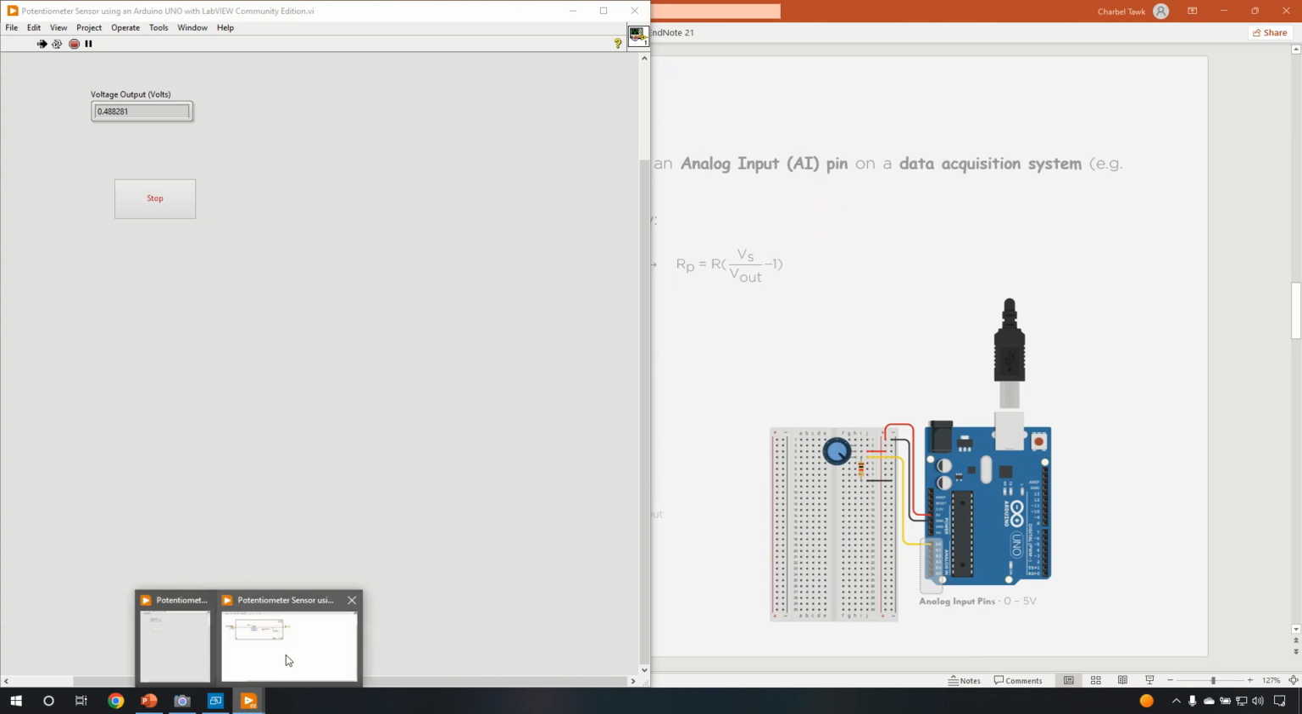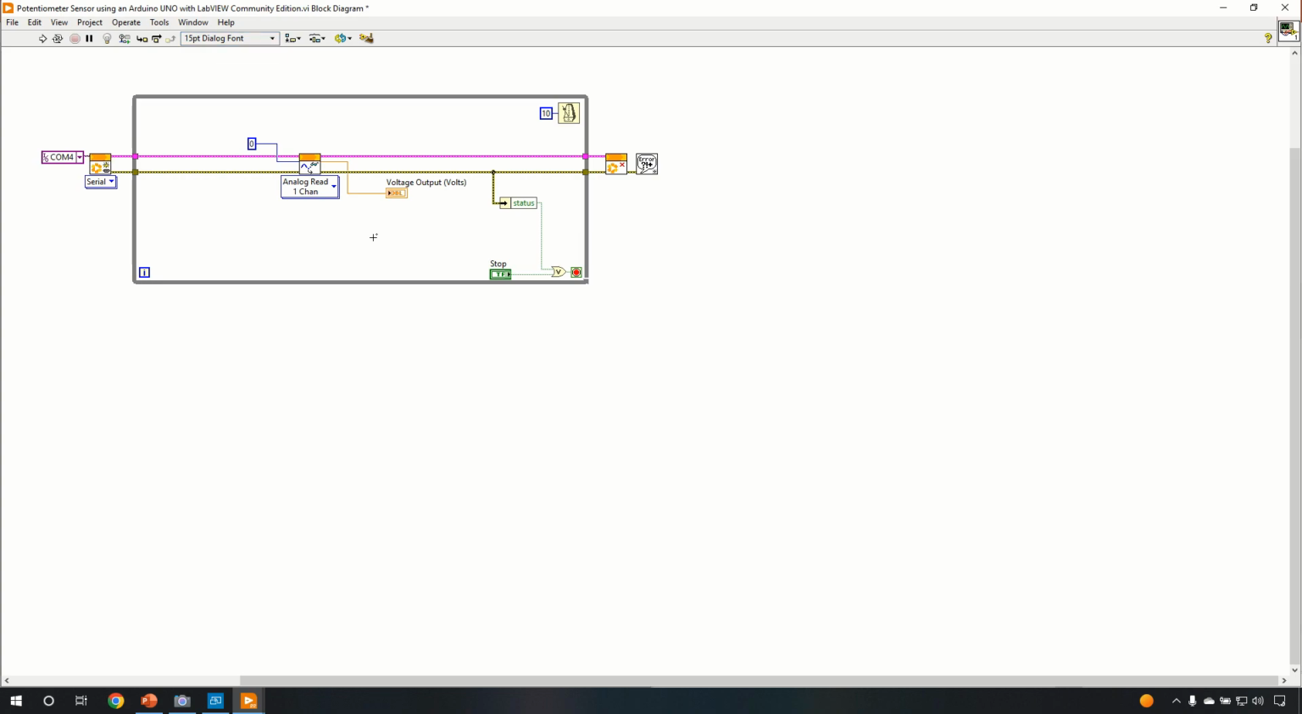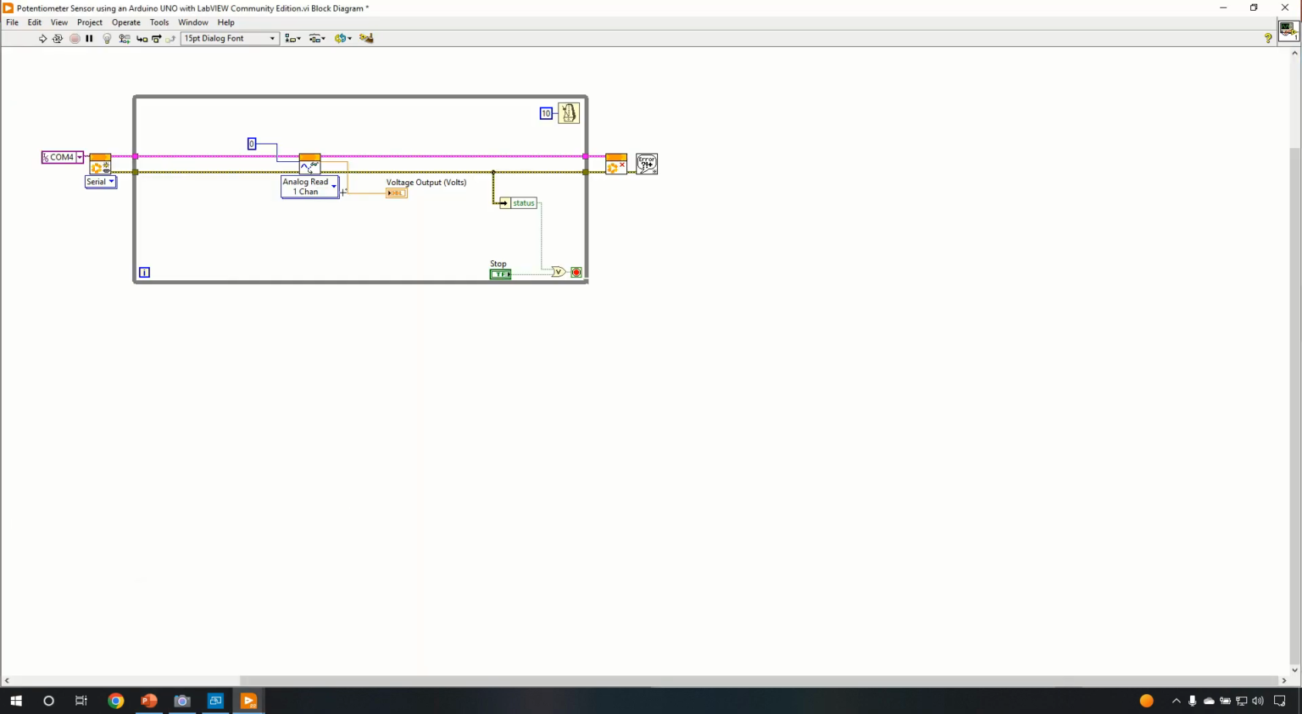So now what we need to do, since our circuit is working fine, is deduce the value or have an equation right here in order to check for the values of Rp. So remember that the equation right here is Rp is equal to R times (Vs over Vout minus 1). So the first thing we are going to do is to get Vs over Vout.